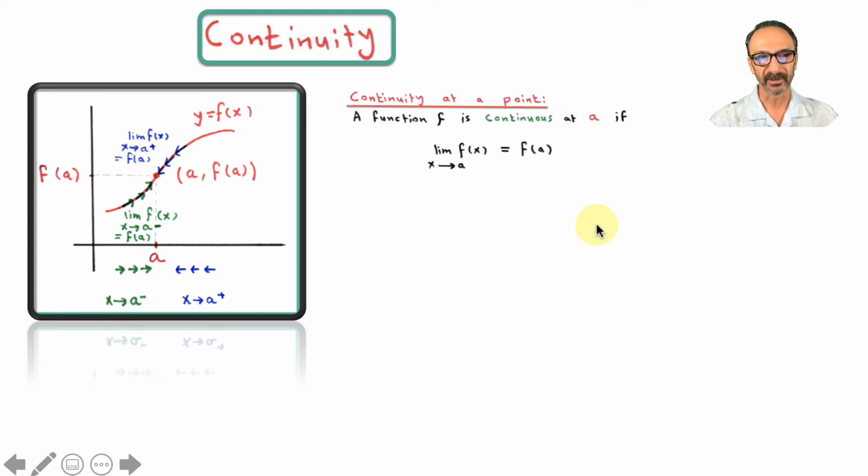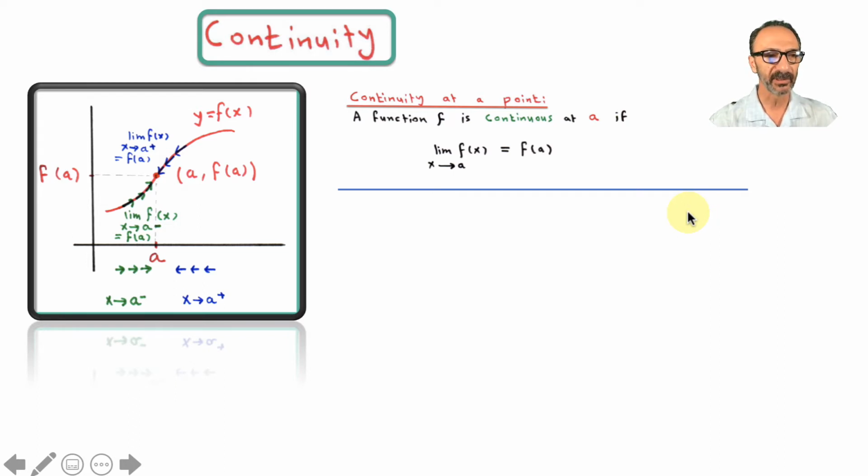So what we have here is continuity at a point, this point a. A function f is continuous at point a if the limit of f of x as x approaches a, which means left and right both, is the same value, exactly the same value as f of a, and the graph shows it all.